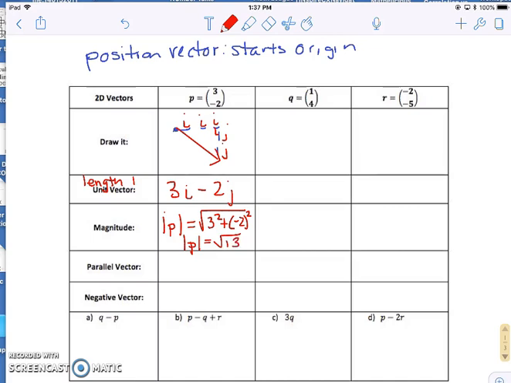Parallel vectors. A parallel vector means that it is going in the same direction. So a parallel vector for this, I could say, would be <6, -4>. Because if we went over 6 and down 4, it's still going in that same direction. So it's always going to be a multiple of your x and your y. Negative vectors means it's going the opposite direction. So the negative of this vector would have to be going backwards and up. So that would be <-3, 2>.